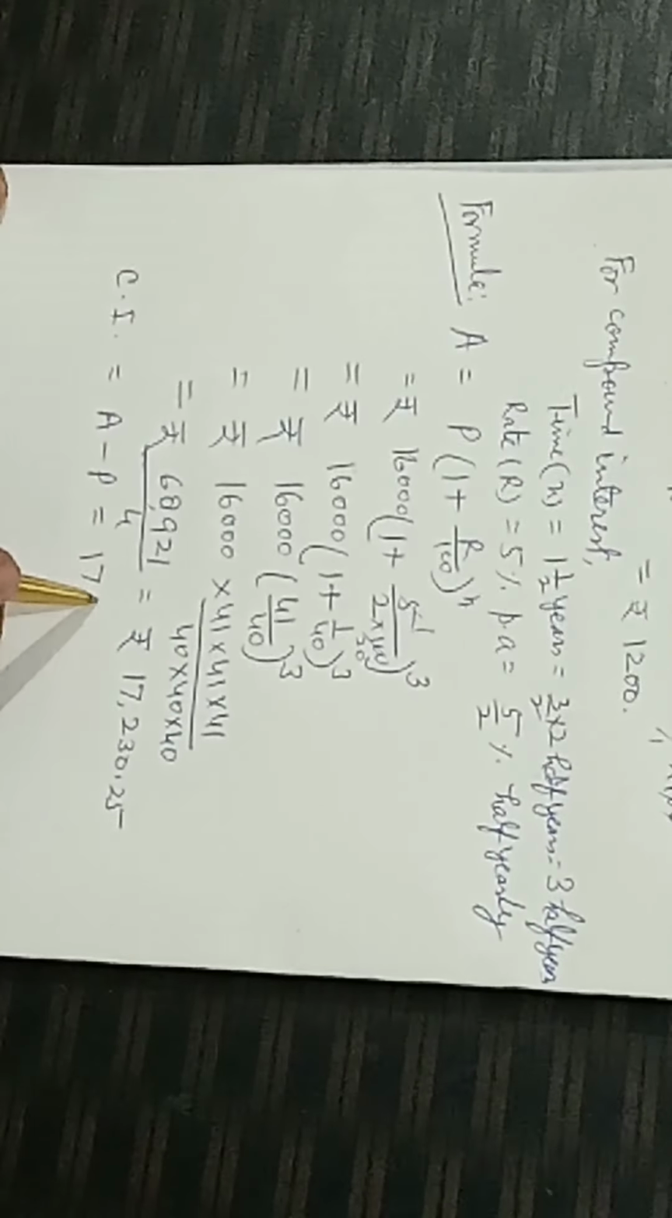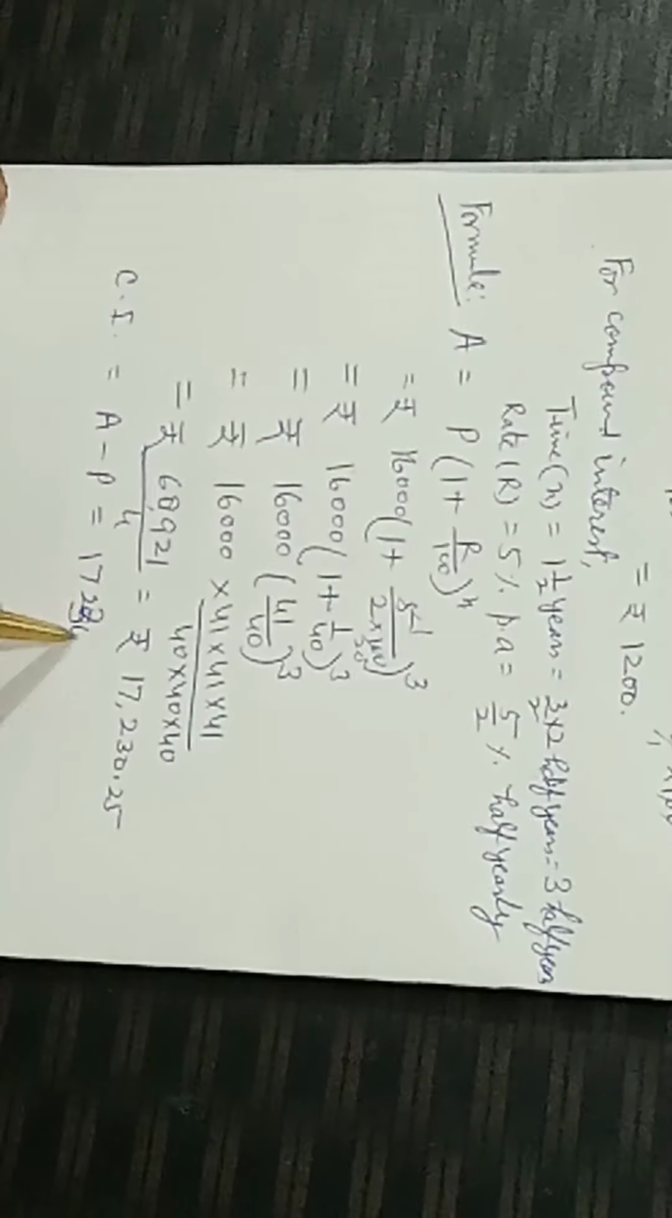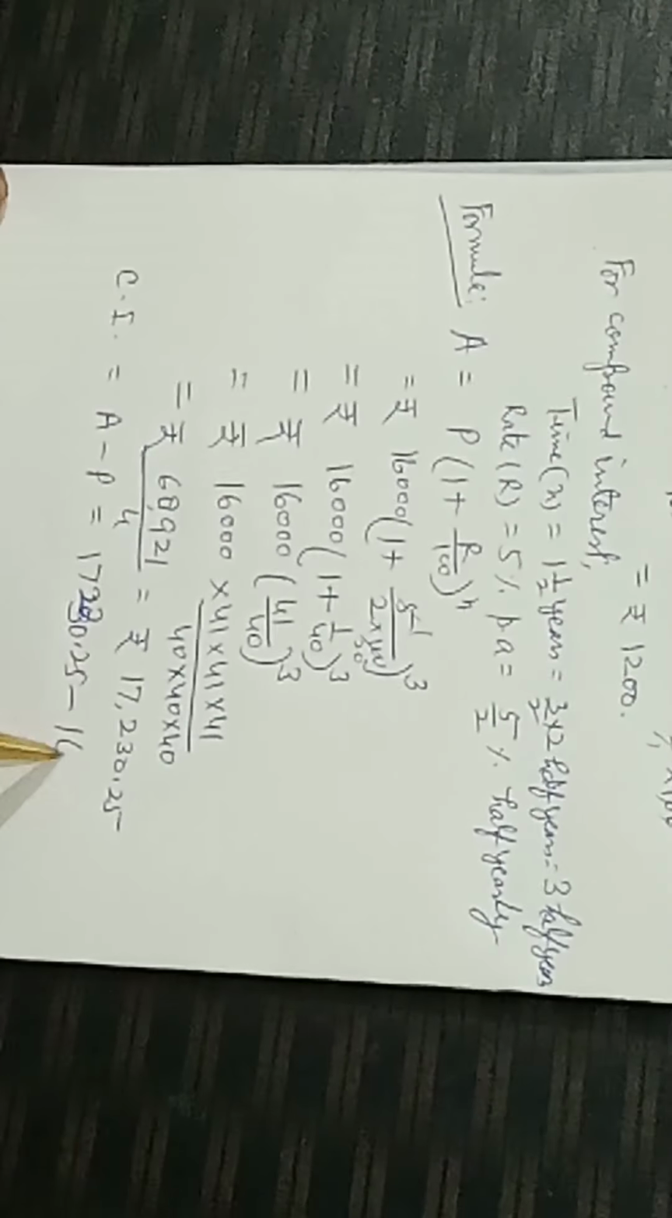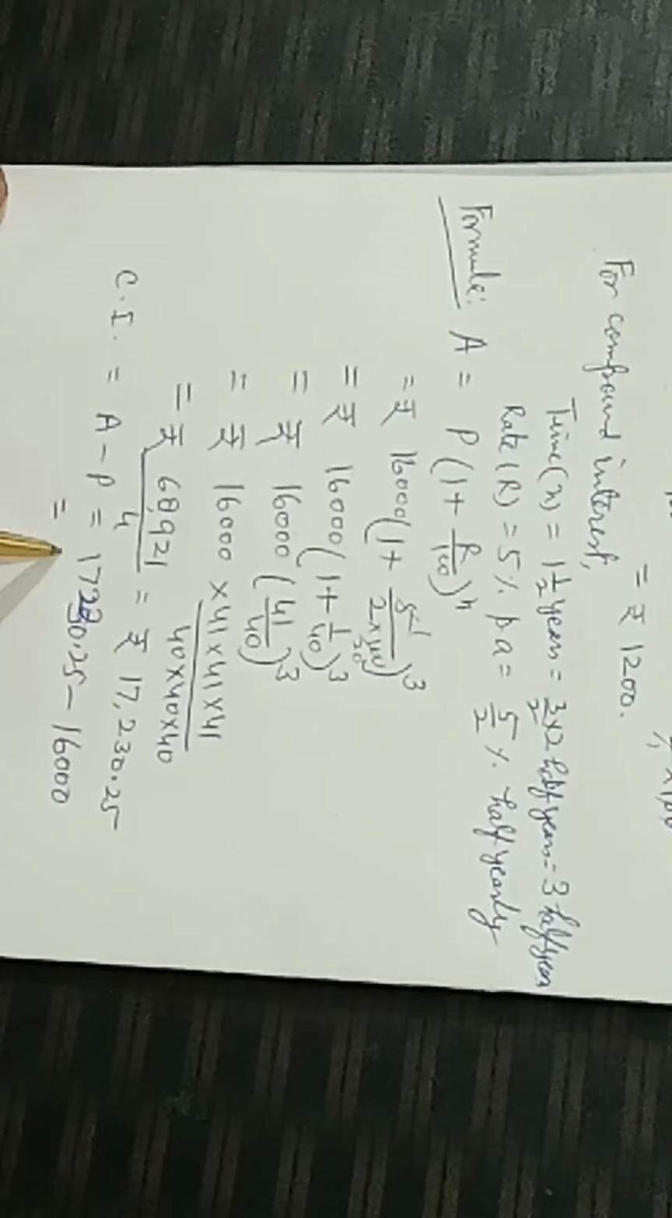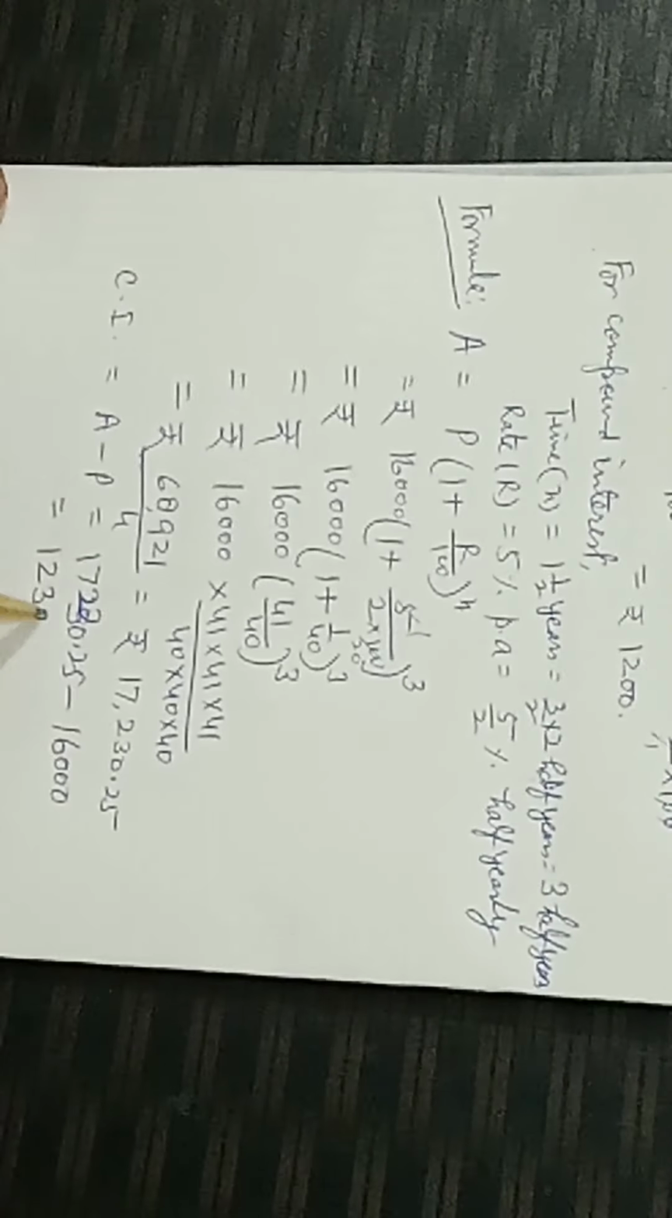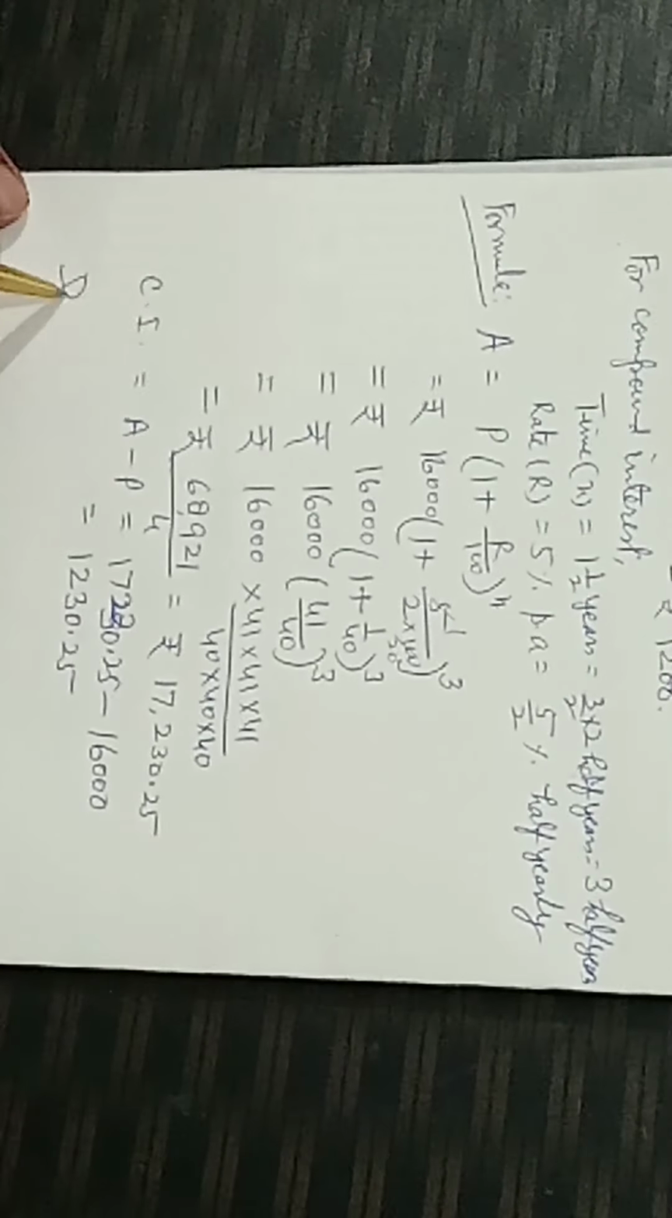So compound interest is equal to A minus P. A is 17,230.25 minus principal is 16,000. So this is equal to 1,230.25.